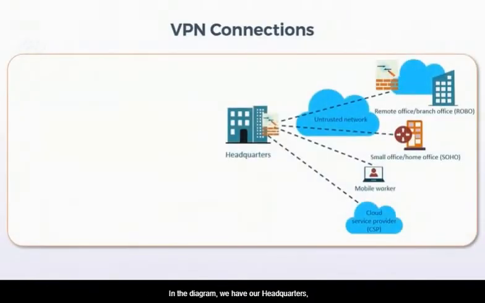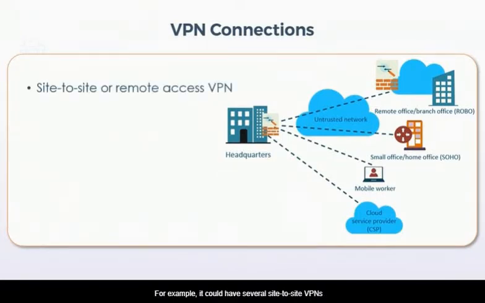In the diagram, we have our headquarters, and at the headquarters, we have some type of customer premises equipment that is serving as the VPN gateway or the VPN concentrator. We call it a concentrator because it often concentrates multiple types of connections. For example, it could have several site-to-site VPNs to different locations, like remote offices, branch offices, small offices, regional branch offices, but it could also have remote access VPNs to teleworkers at home or mobile workers and traveling workers. So it concentrates several different types of VPNs using different security suites and security policies, different combinations of protocols and services to get confidentiality, origin authentication, and integrity.